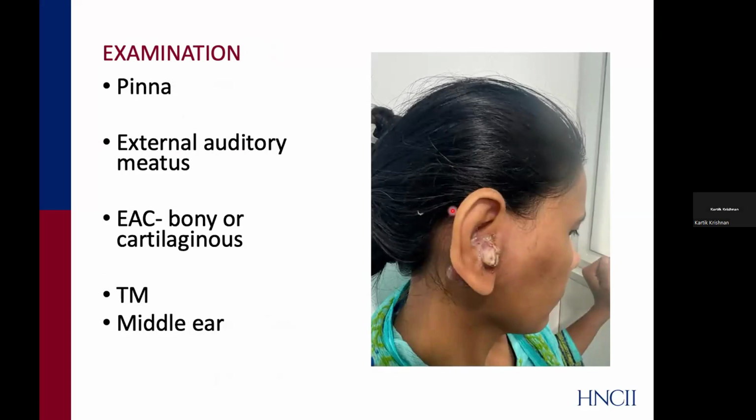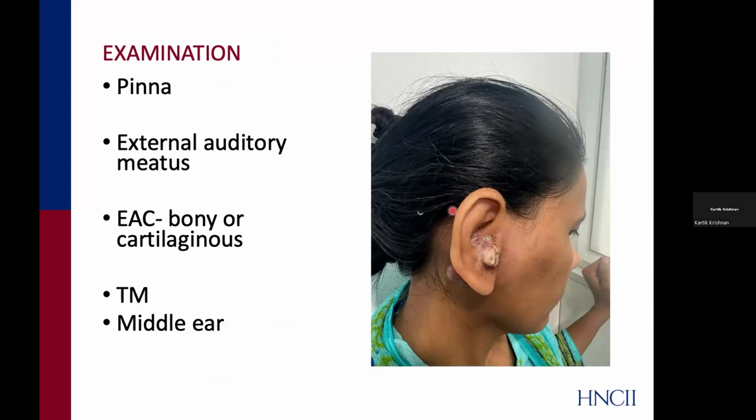Coming on to the examination of these patients, you have to do a thorough local examination. As in any ear examination, we have to examine the pinna, the external auditory meatus, and the external auditory canal. As we all know, the external auditory canal has two parts, one bony and one cartilaginous. A complete evaluation of both is needed, and where the tumor is exactly located has to be noted.